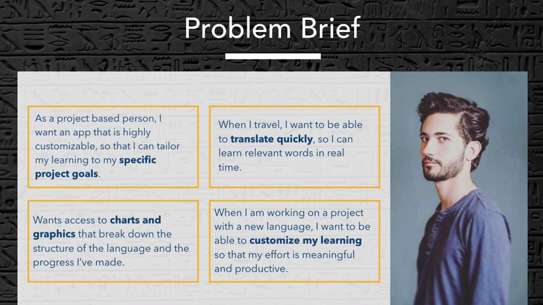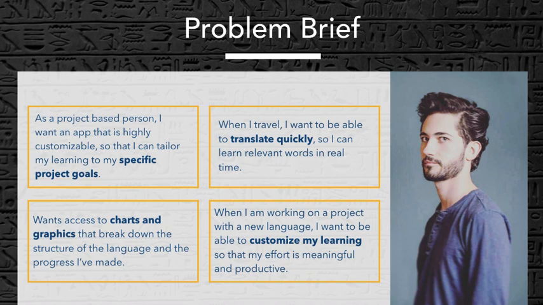So some of the problems that Victor encounters as he's trying to learn vocabulary and language is that he needs to be able to focus on specific project goals. He also needs to be able to translate really quickly. So if he's working on a project and he needs a specific word, he needs to kind of wrap that into his studies as fast as possible. And sometimes he wants charts and graphs, both that break down the structure of language and also that monitor the progress that he's making as he learns new vocabulary.